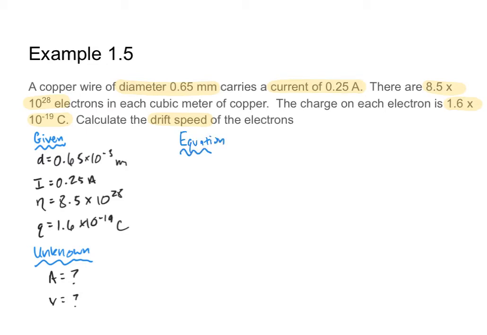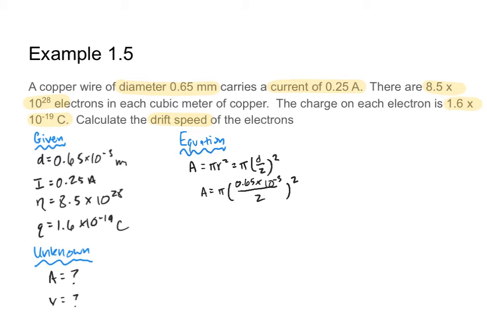So I'm going to go ahead and start out with the equation for cross-sectional area. I know that A is equal to pi r squared, or pi times my diameter over 2 squared. So that's going to give me A is equal to pi times 0.65 times 10 to the negative third divided by 2, and we're going to square that whole thing.